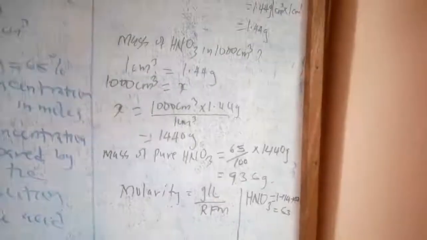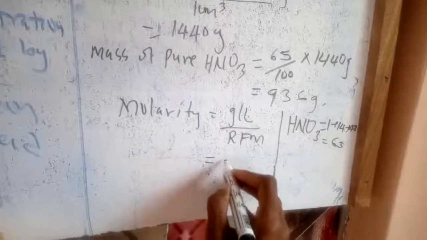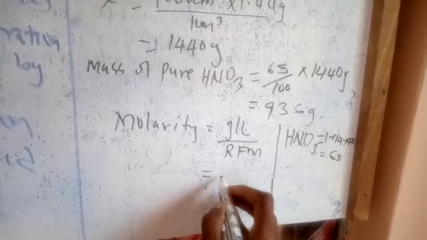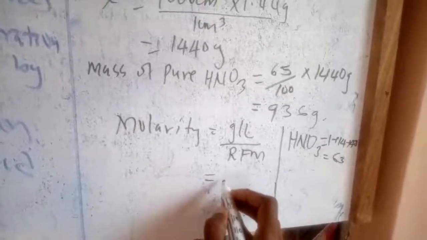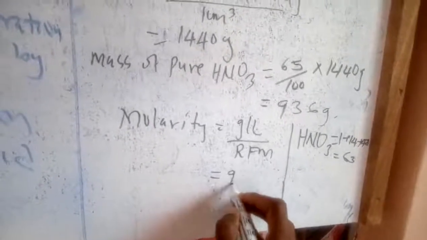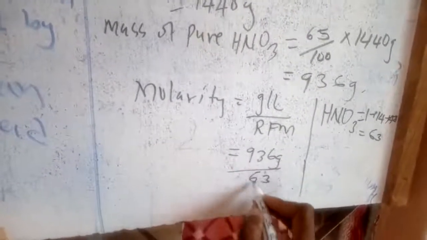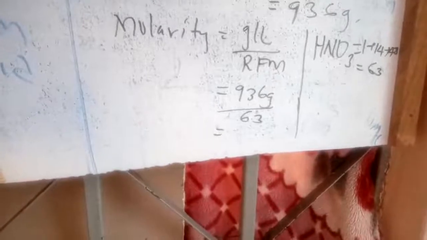Therefore, you immediately come to the molarity. Molarity is equal to the number of grams dissolved to make 1,000 cubic centimeters of the solution, which is 936 grams. Then you divide by 63, the relative formula mass, and you get 14.86.